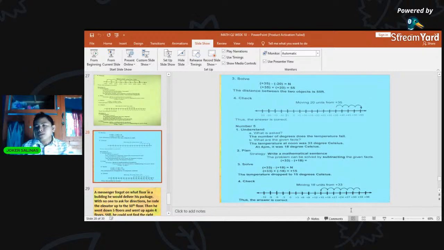Okay, for your additional activity, you're going to read the following word problems carefully. Solve each word problem by following the steps. But before that, who got 5? Who got the correct answer? 4, 3, 2, 1. Okay, congratulations. Study well. If you don't understand, you need to go back to the first activity until you understand it. So for the additional activity, we're going to have this one.